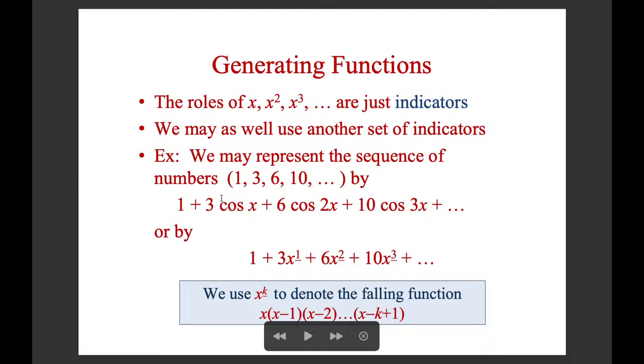Now, of course, there's not just one single way of using indicators. Instead of x here, we can actually use cosine x, cosine 2x, cosine 3x, or maybe something like the falling power, x to the power 1, x to the power 2. This is the falling power. It means x times x minus 1. And x to the 3 falling means x times x minus 1 times x minus 2. So we can also use these as indicators, but the most common indicators that we use are x, x squared, x cubed, and so on and so forth.